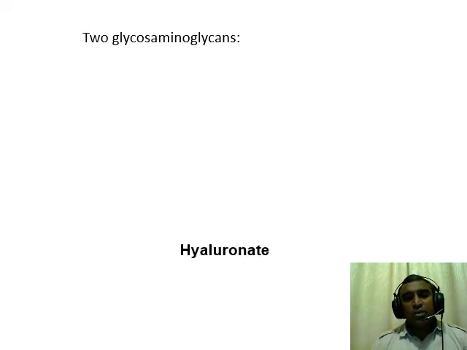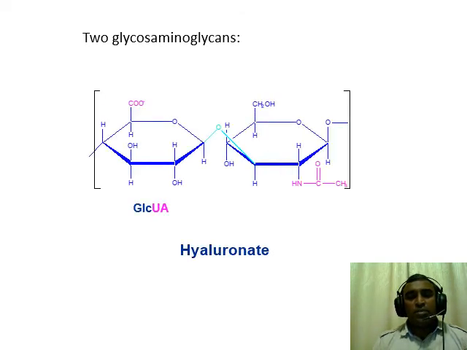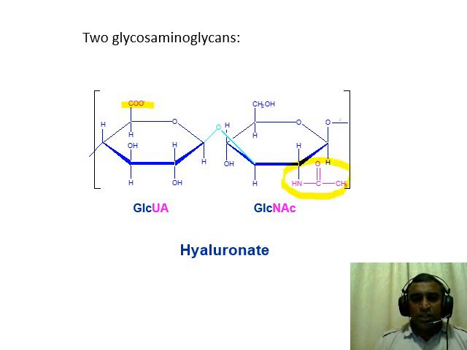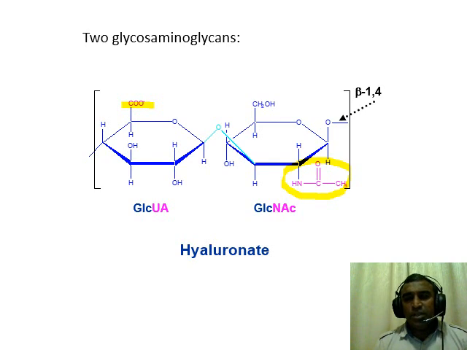Here, given hyaluronate, it is made up of glucuronic acid because of the carboxylic group. Then you have the N-acetylglucosamine group because of this. And within the repeats, it's done by beta 1,4 glycosidic bond. And between the sugar derivatives, it is beta 1,3 glycosidic bond.